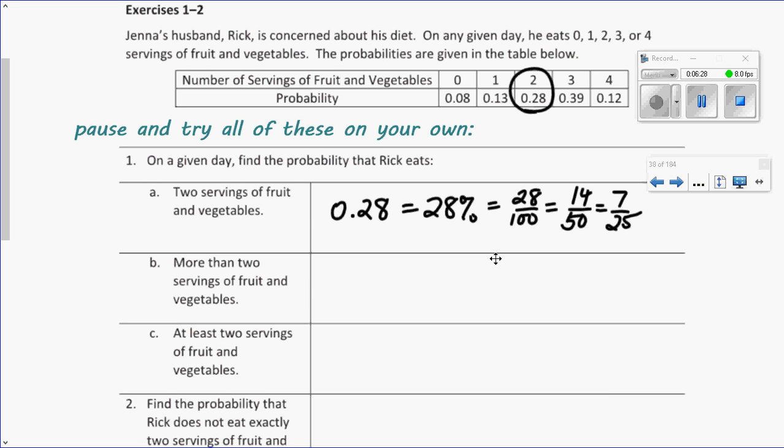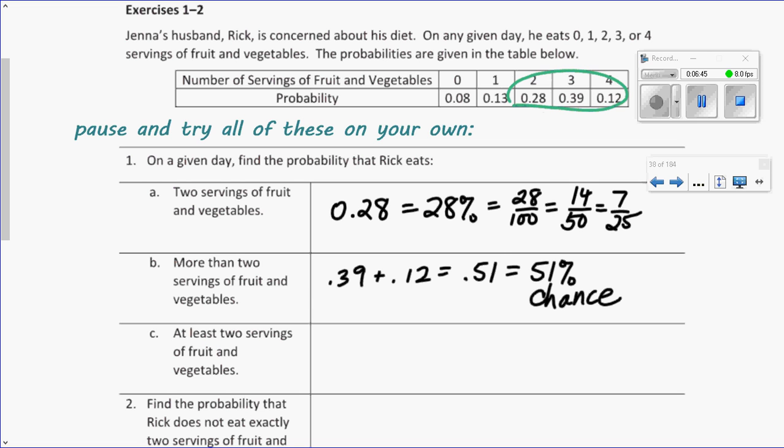Okay, how about more than 2? Did you get 0.39 plus 0.12 is 0.51, which is a 51% chance? And then at least 2 means 2 or more. At least 2 means 2 or more. So did you add up 0.28 plus 0.39 plus 0.12? Hopefully you got 0.79, which is a 79% chance.